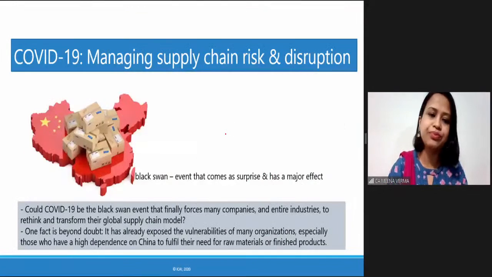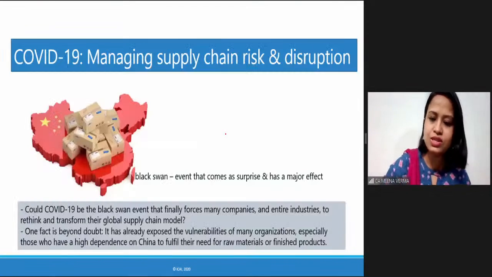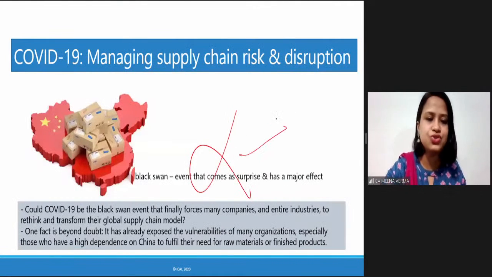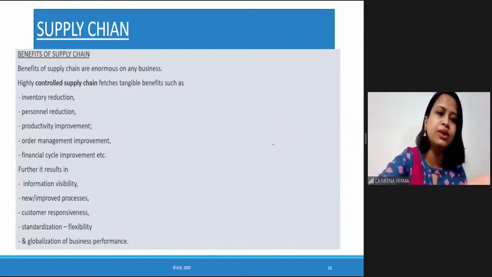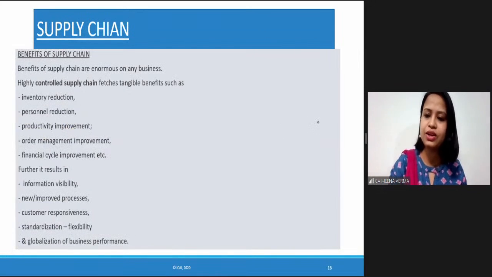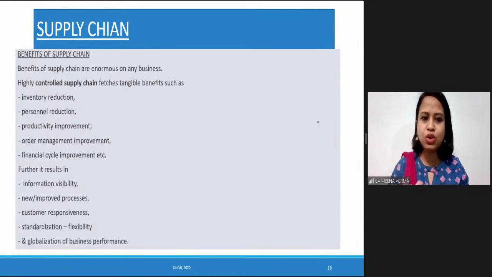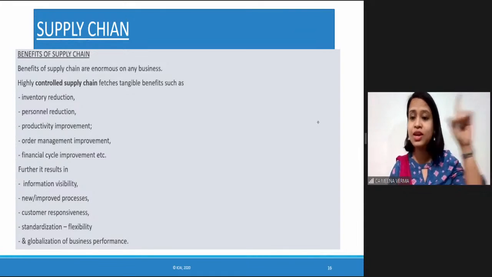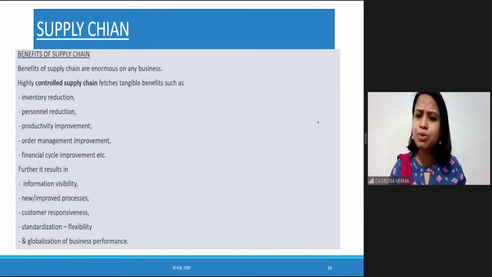I will not give you this example because the condition now has changed, but previously I have taken this example also. Now, what is the benefit of managing the supply chain? You know that management of supply chain is very important because in 1943, in the Bengal famine, millions of people died just because the supply chain was broken. So maintaining the supply chain is a challenge and it's very important.